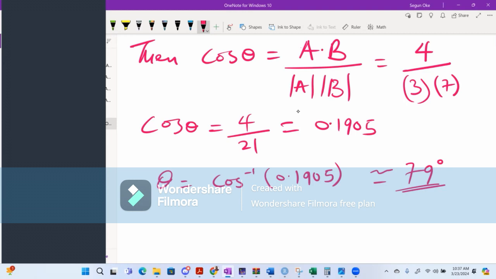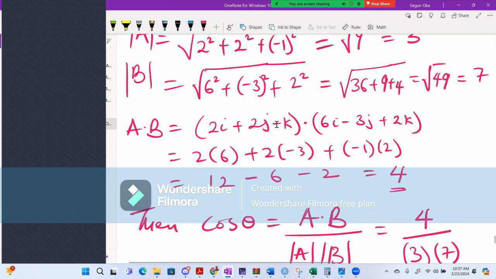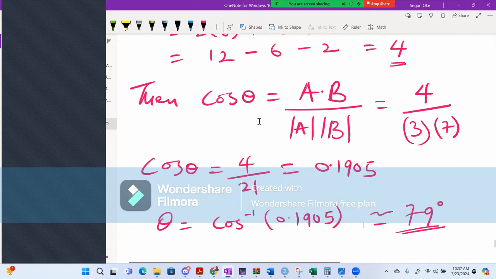I believe we can now solve products of this type. They can also ask us to find the projection. Let me give us a question on that.